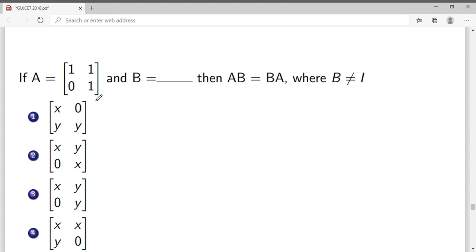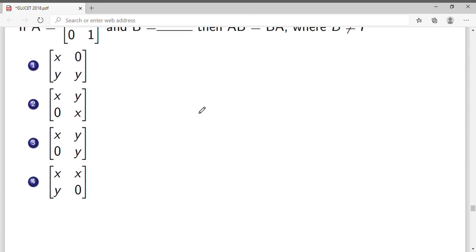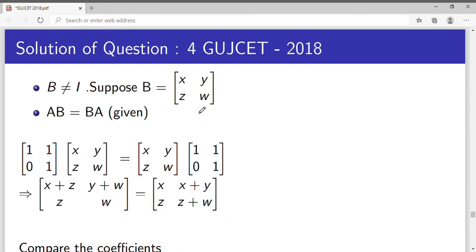A matrix is given and one condition is given to us, AB equal to BA. Using this condition, we have to find the matrix B. Again, one more condition is given, B is not the identity matrix. So what do we do? To find B, we take one assumption, B is any matrix. Here B is not equal to I, that is, not the identity matrix. Suppose B equal to [X, Y; Z, W].